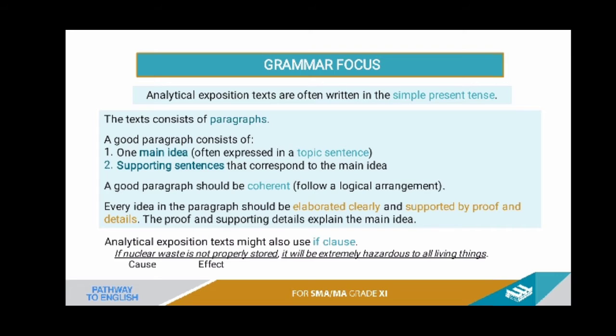We can look at the previous example of why are books important for us. The grammar that we use is the simple present tense. Mostly use simple present tense, right? And then the text consists of paragraphs, and a good paragraph consists of one main idea, often expressed in a topic sentence, and then supporting sentences that correspond to the main idea. A good paragraph should be coherent or follow a logical arrangement.